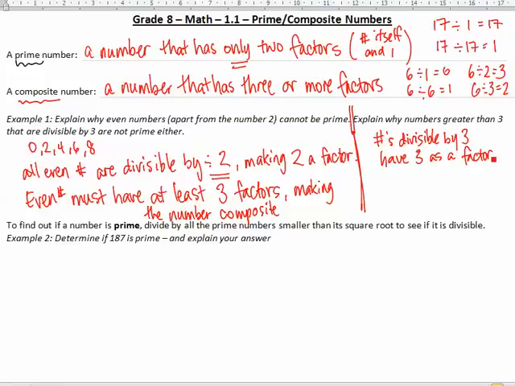Now, how do we know if a number is prime? To find out if a number is prime, divide by all the prime numbers smaller than its square root to see if it's divisible. Which basically means, to put it simply, try out all the numbers below its square root. Or try out all the numbers until you start repeating numbers by itself.